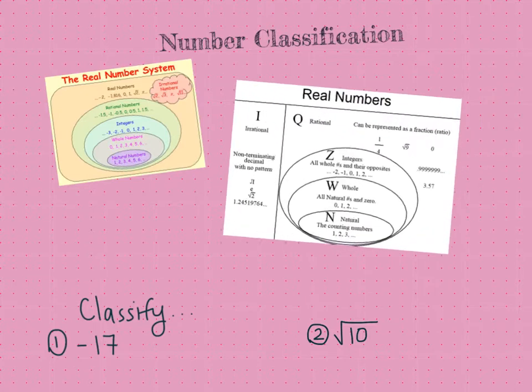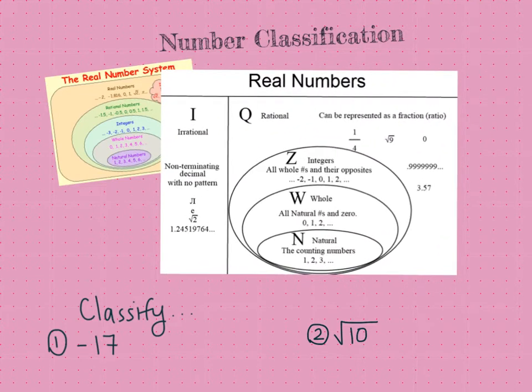Here's another graphic that shows the real numbers. It's less exciting, but it shows the real numbers again being made into the irrational and the rational. The irrational numbers are decimals that go on forever, non-terminating, and they have no pattern. Here are some examples. And then the rationals, which is represented by Q, can be made into a ratio or a fraction. So numbers like 1/4, 3, 0, 0.9 repeating, or this terminating decimal 3.57. There are an infinite number of examples we can put there. And again, inside the rationals are these three other sets: the integers, whole, and natural, or counting numbers.